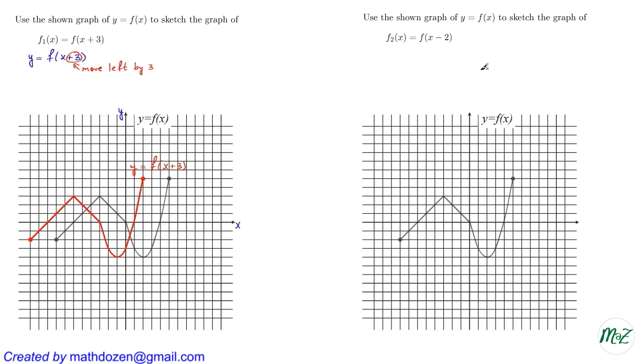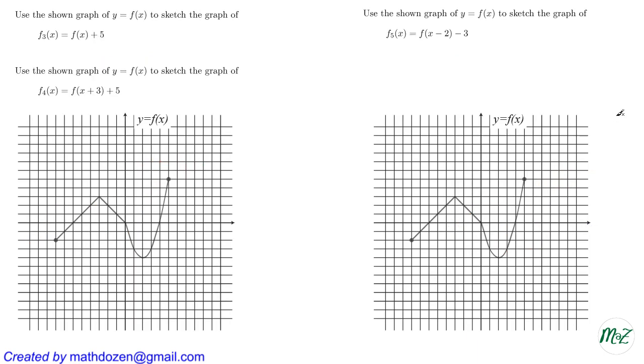And looking at the second function, this is f2 of x being equal to f of x minus 2. So we're trying to graph y equals f of x minus 2. And this minus 2 attached directly to x is responsible for moving the graph right by 2 units. So we need to take the original curve for y equals f of x and move it right by 2 to get the graph of this modified function. And when we do so, we end up with this red curve. That's the graph of y equals f of x minus 2.